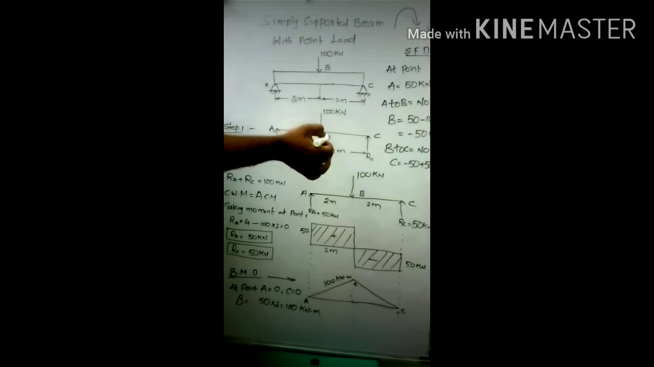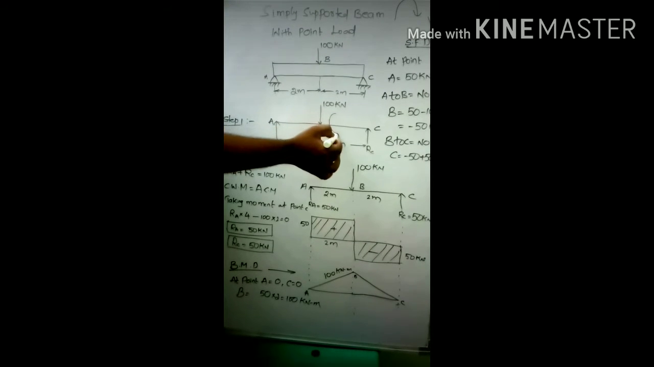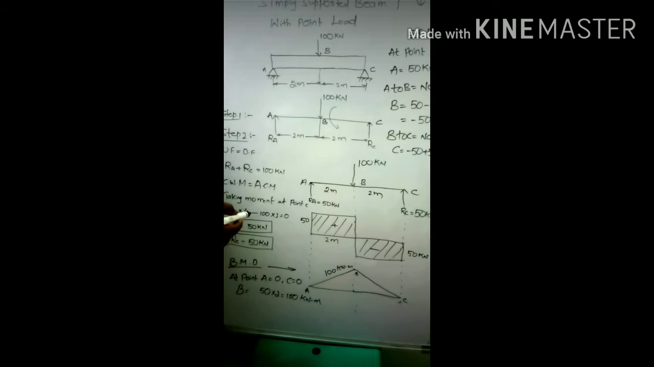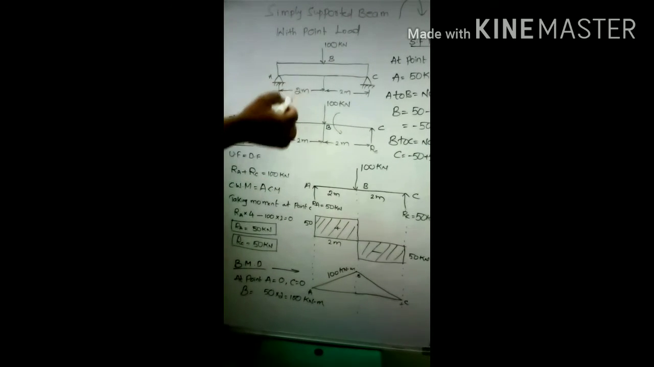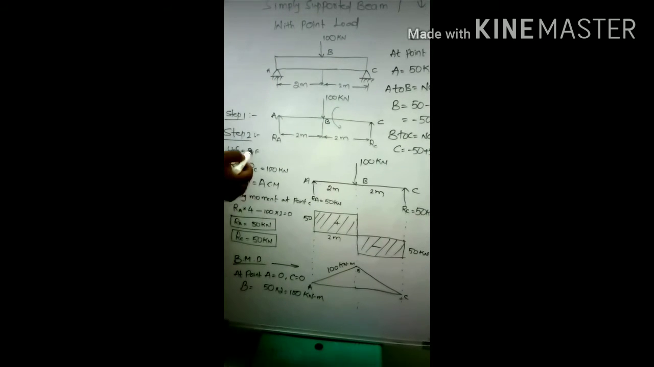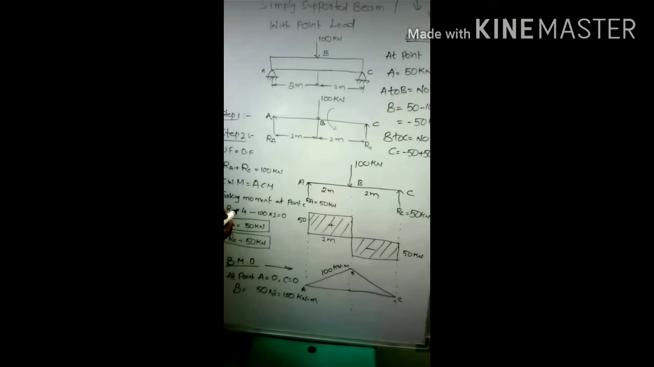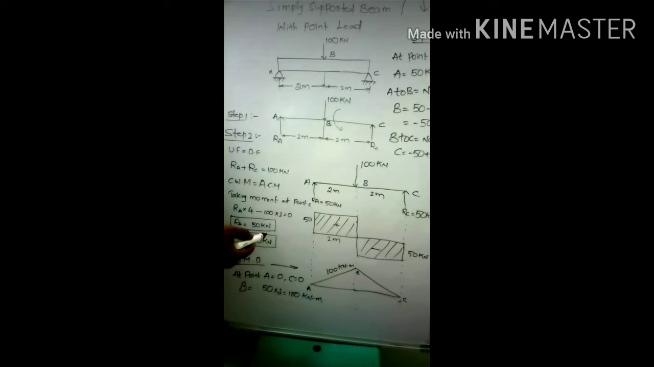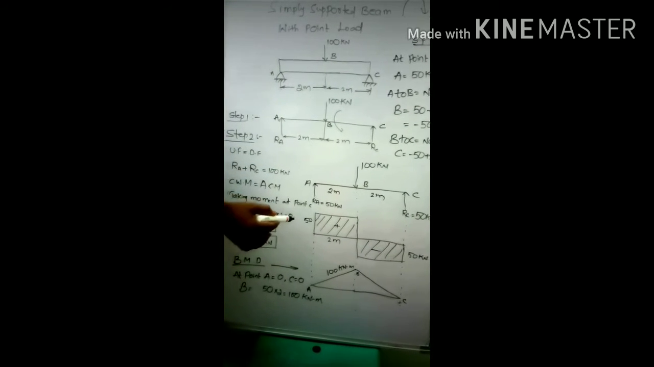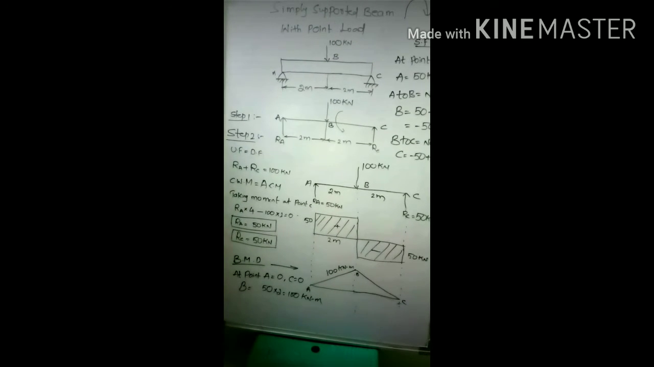Next, at point B we have 100 kilonewtons acting in the downward direction. With respect to point C, this moment is in the anti-clockwise direction. So we have an anti-clockwise moment, that is minus 100 into 2. I have told you that clockwise moment is in the positive direction and anti-clockwise moment in the negative direction. So by considering these two equations, RA plus RC is equal to 100 kilonewtons, and clockwise moment equal to anti-clockwise moment, RA equals 50 kilonewtons and RC equals 50 kilonewtons. How do you get these values? By solving this equation and this equation, you will get RA equal to 50 and RC equal to 50.